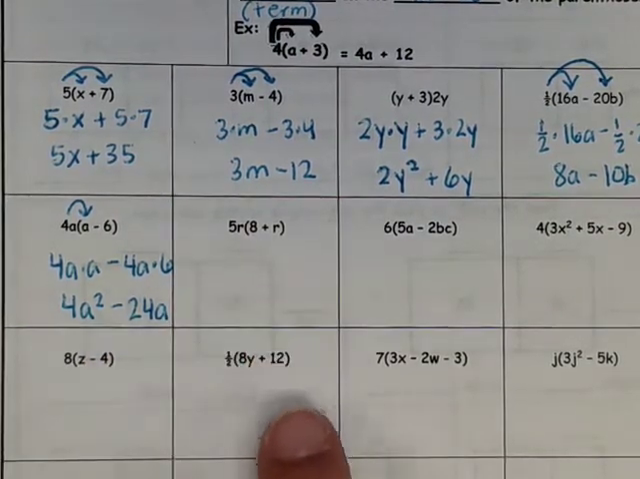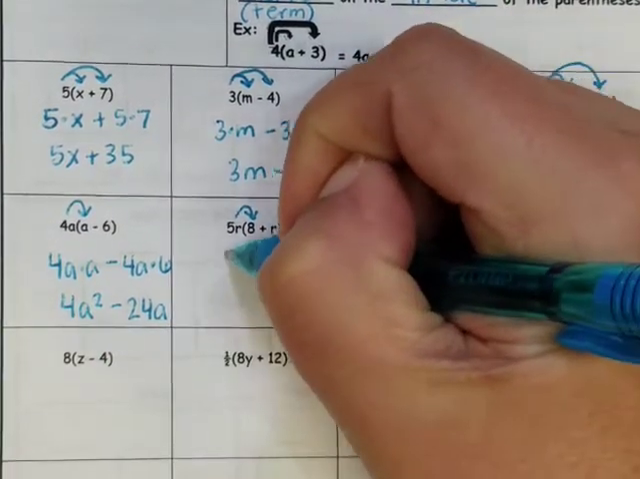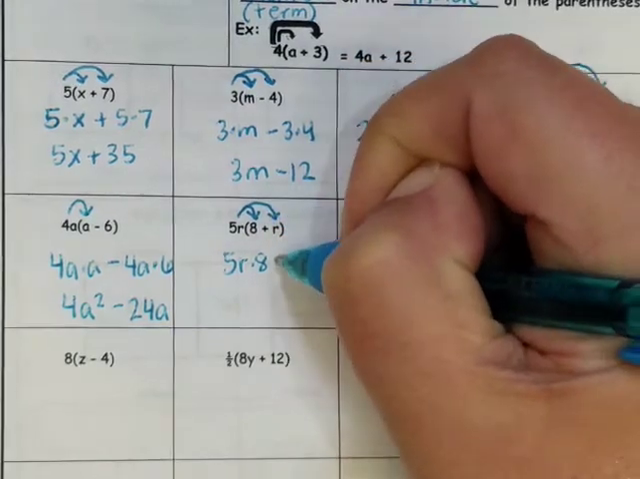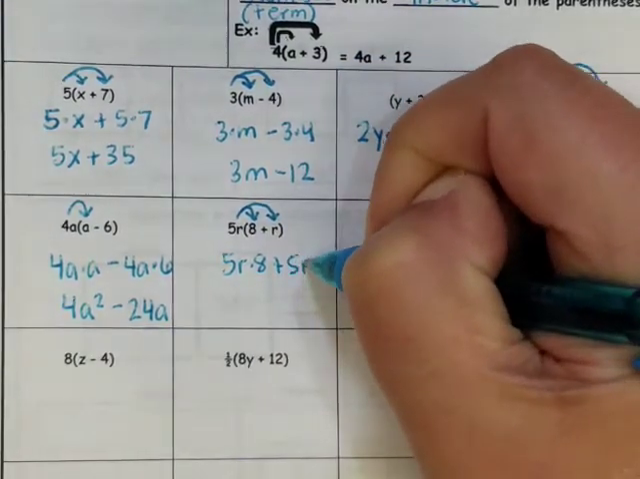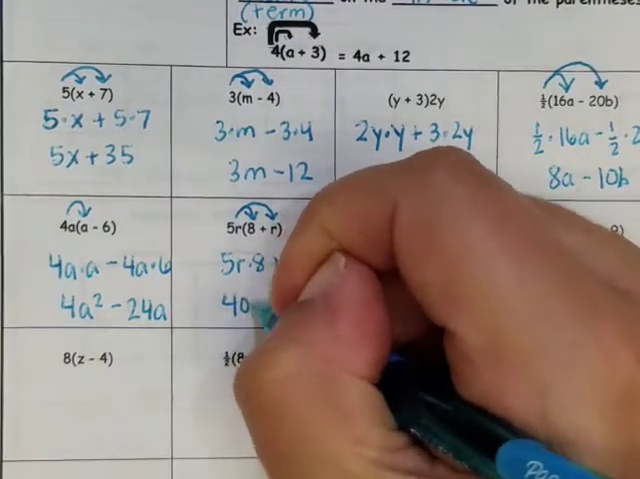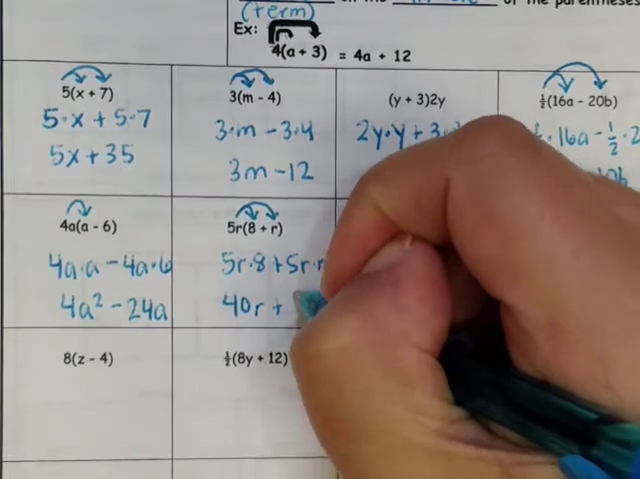Let's do a couple more, and then I'll have you guys finish on your own. 5r times 8 and 5r times r. 5r times 8 is 40r, and 5r times r is 5r squared.